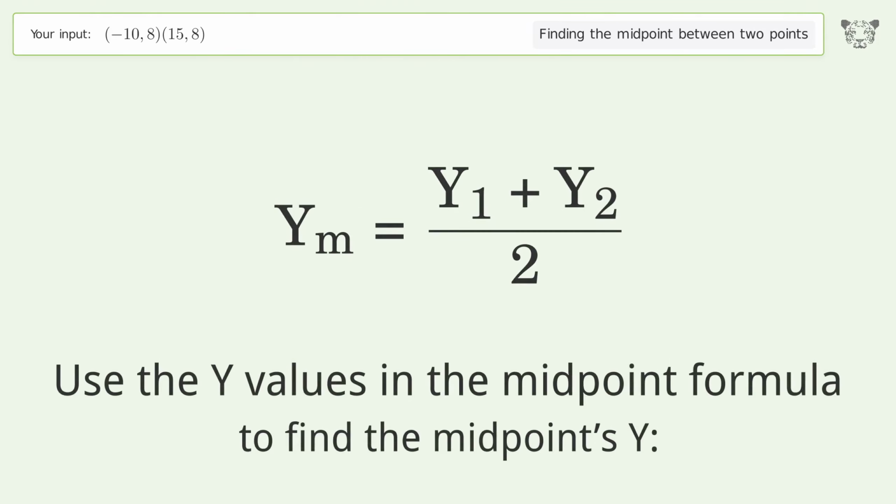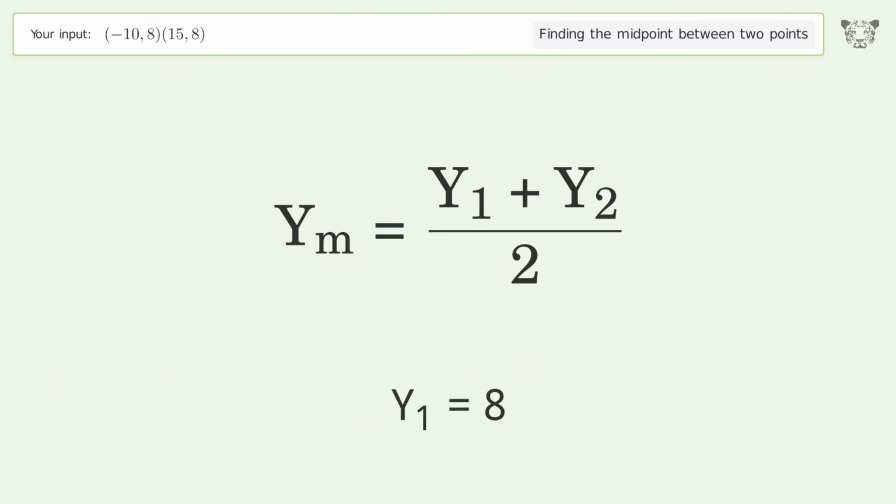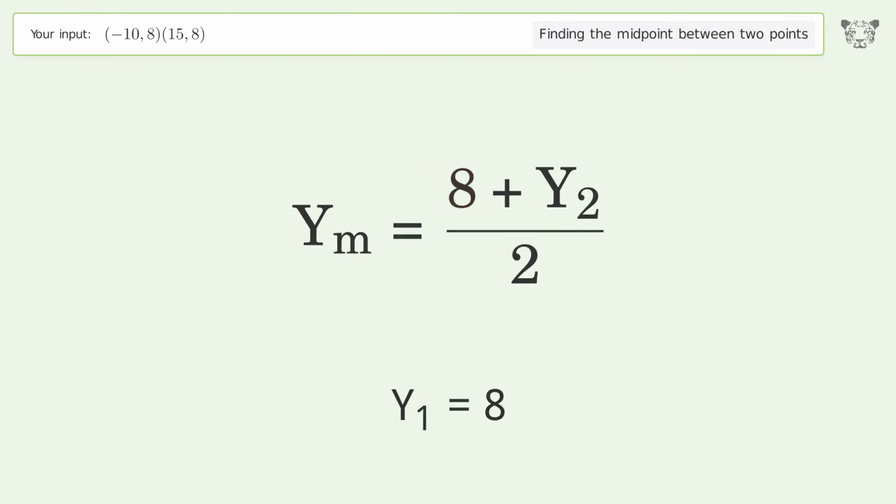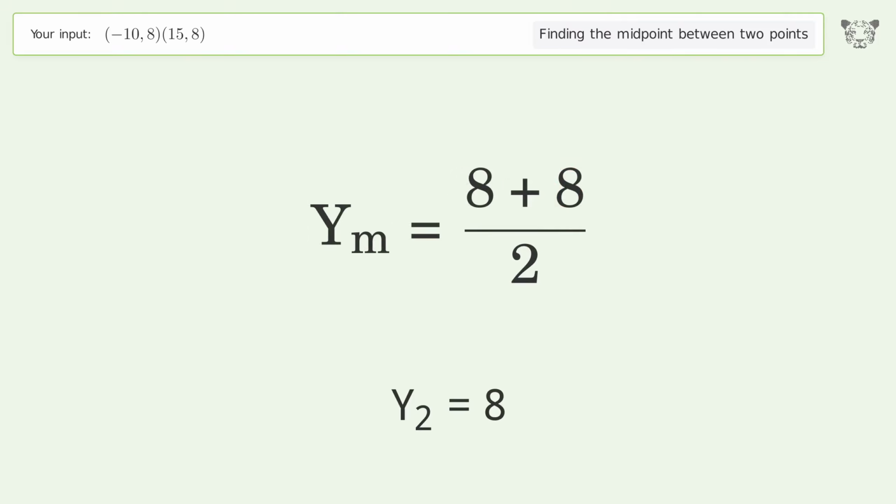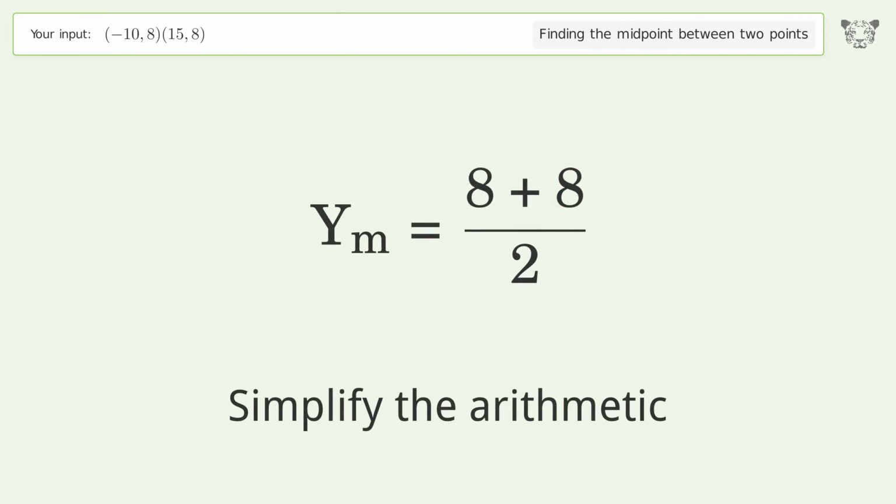Use the y values in the midpoint formula to find the midpoints y. y1 equals 8. y2 equals 8. Simplify the arithmetic.